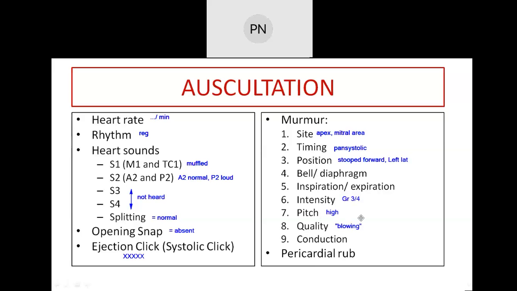So now that we know that the pitch is high, will it be heard better with a bell or with a diaphragm? Yes, so it is heard better with a diaphragm. You know that mitral valve is on the left side of the heart. So is it heard better in inspiration or expiration?